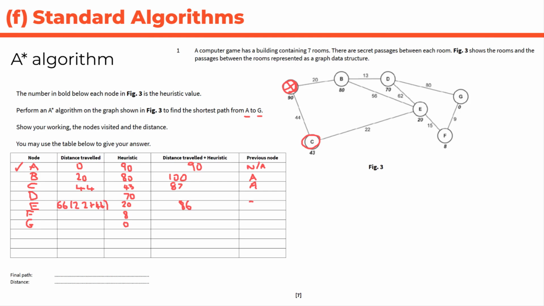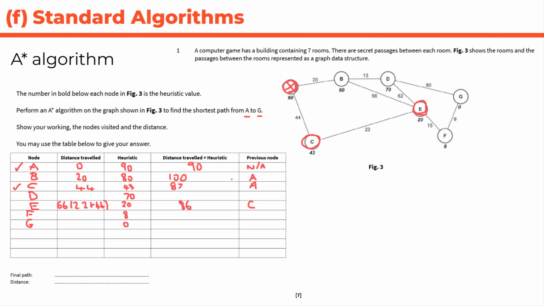And it took me the cost of C. Oh, sorry, I came via C, didn't I? All right. So now I have to look in my table, sign C off. Look in my table. I've got 100 and I've got 86. Which one is lower? Well, this one's lower. Wonderful. So let's jump to E. There we are.